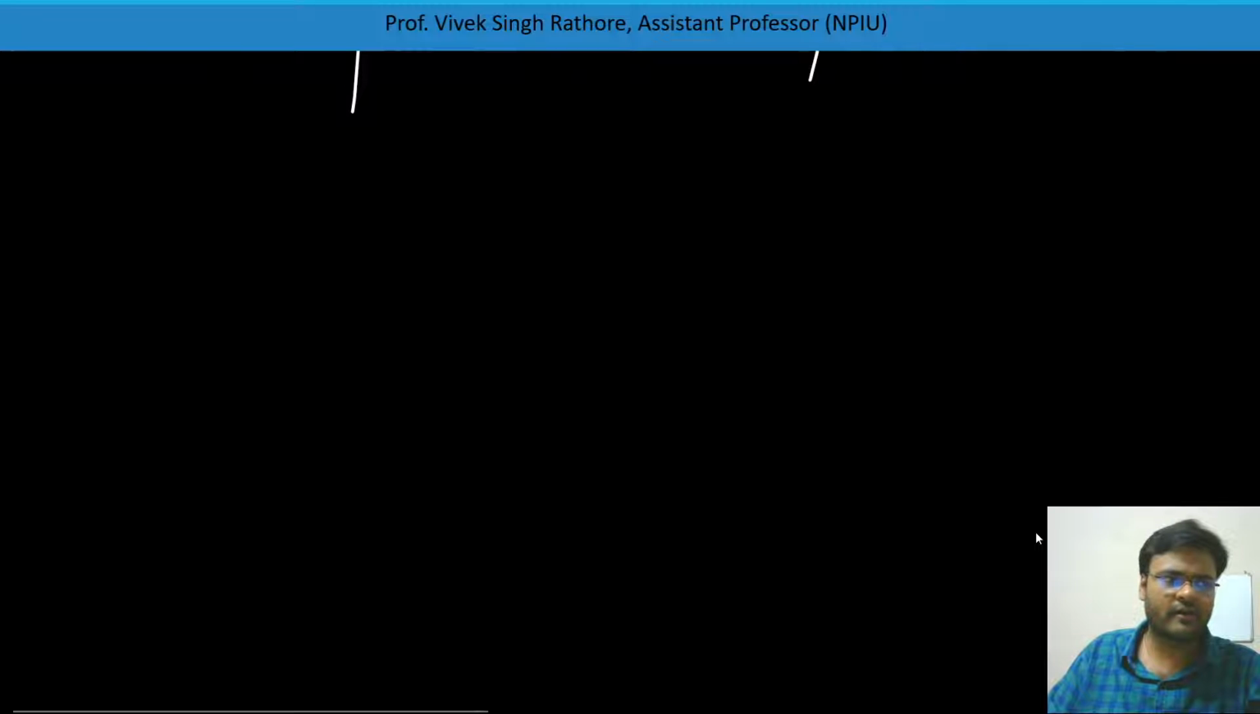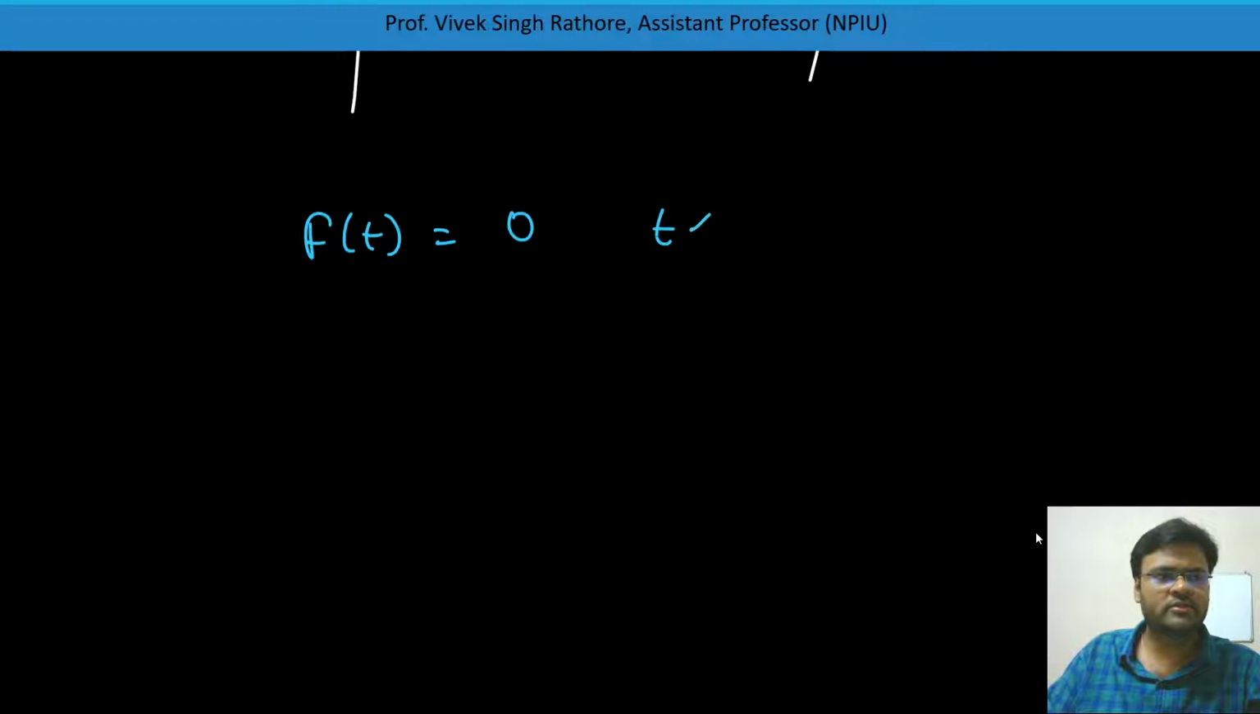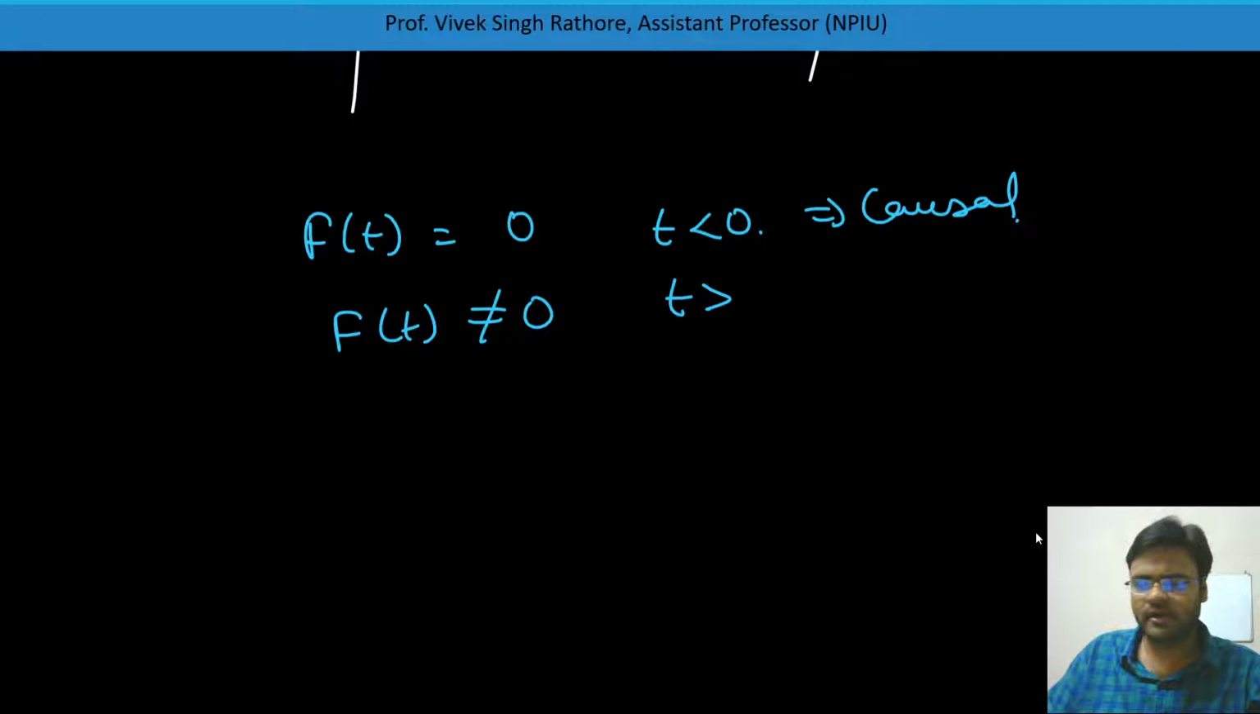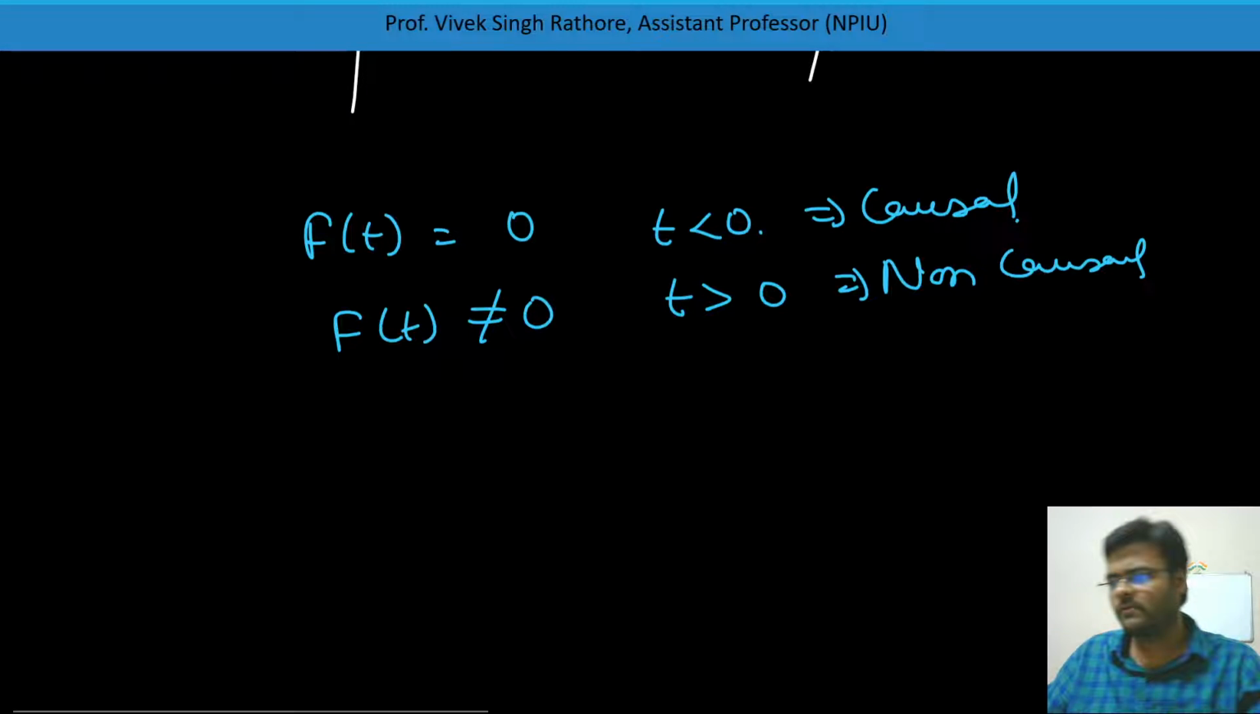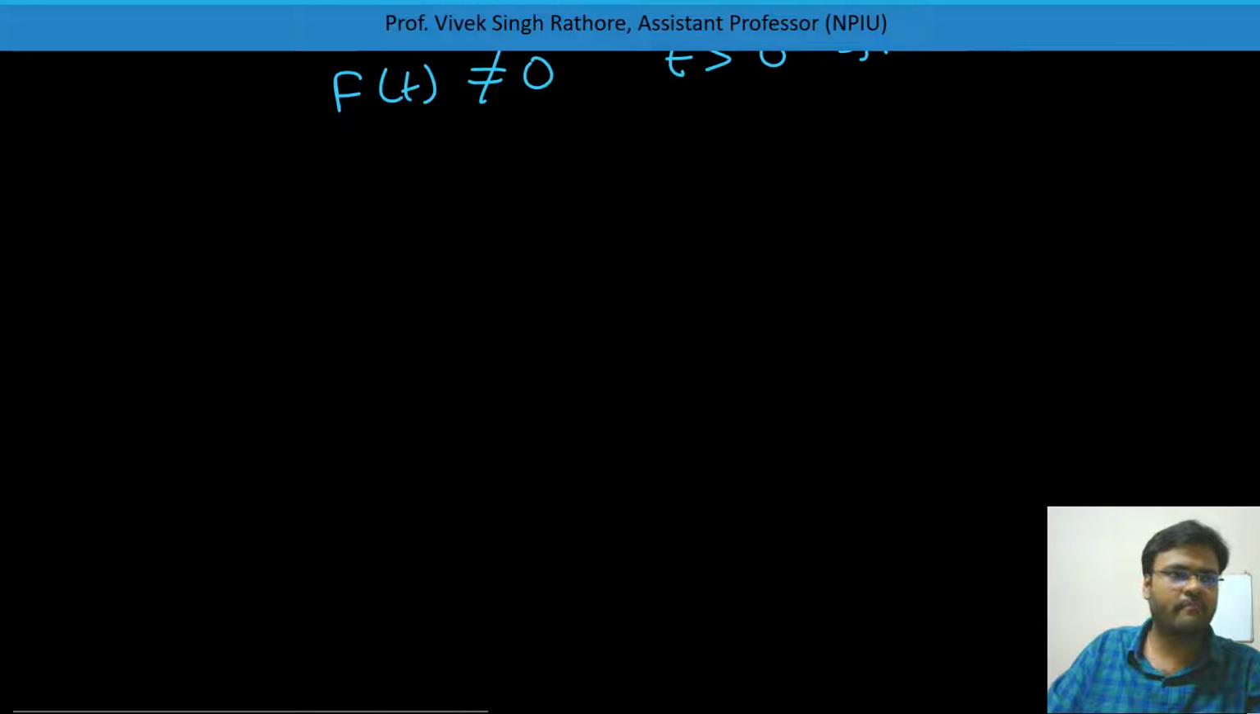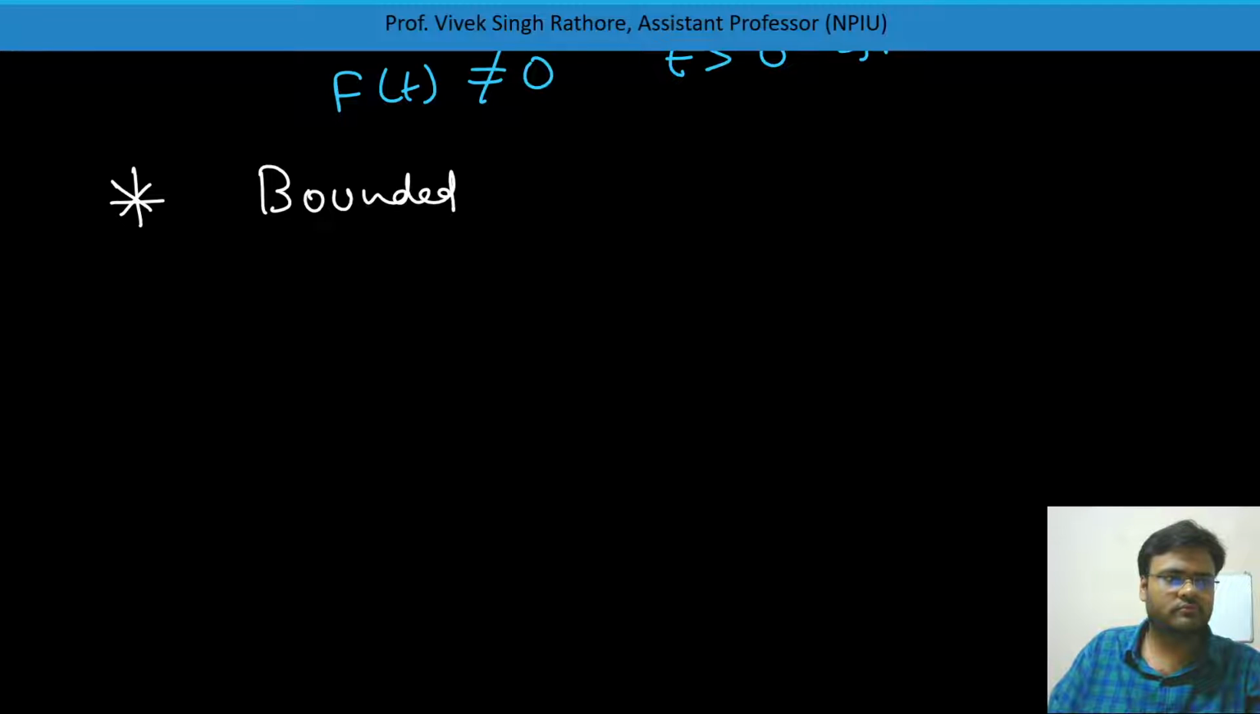Mathematically, if I write f(t) is equal to 0 for t less than 0, this signal is called a causal signal. And when f(t) is not equal to 0 for t less than 0, it is called a non-causal signal. Okay, now I'll tell you what are bounded signals and unbounded signals. So next we'll see bounded and unbounded signals.